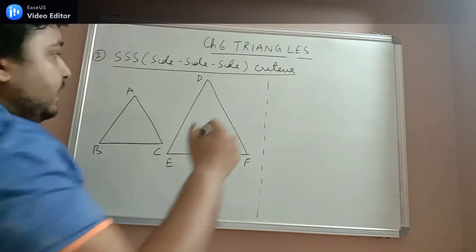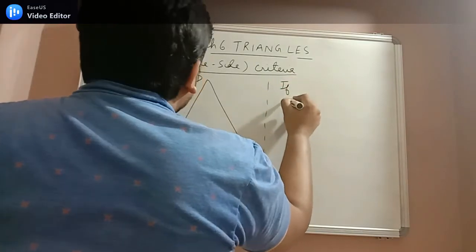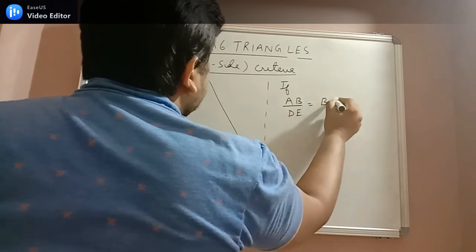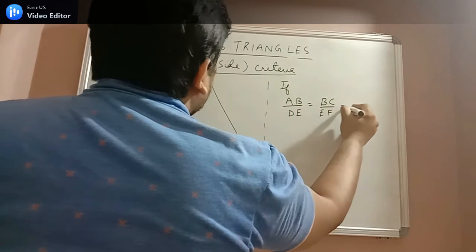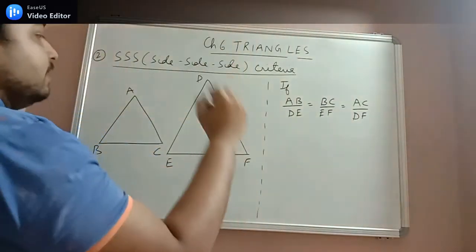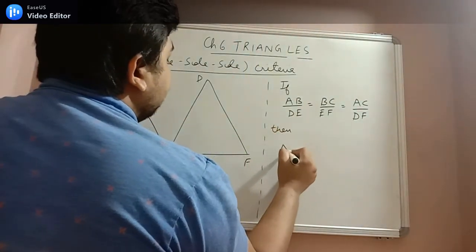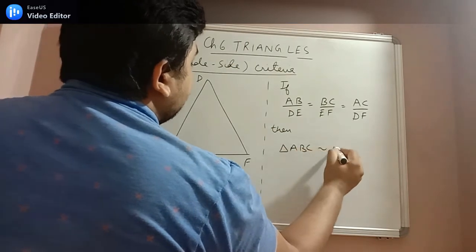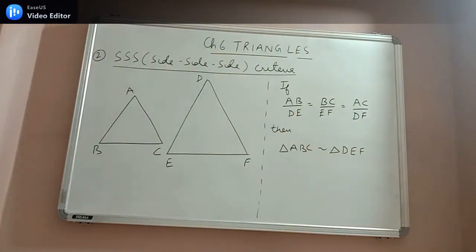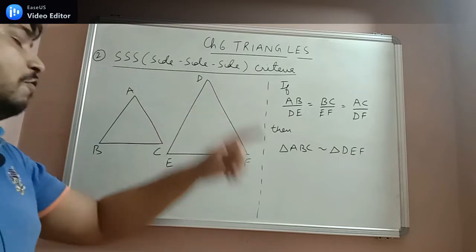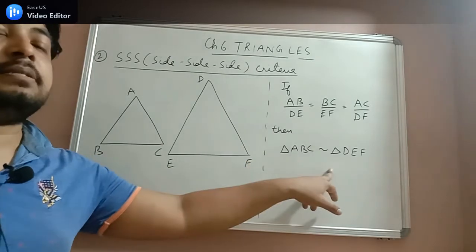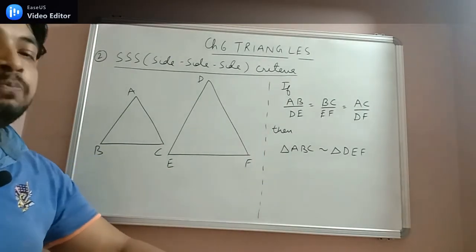Mathematically, it simply states that if AB upon DE equals BC upon EF equals AC upon DF, then I can say that triangle ABC is similar to triangle DEF. So, if the sides of the two triangles are proportional, then the two triangles are similar. Now, let's try to prove this theorem.